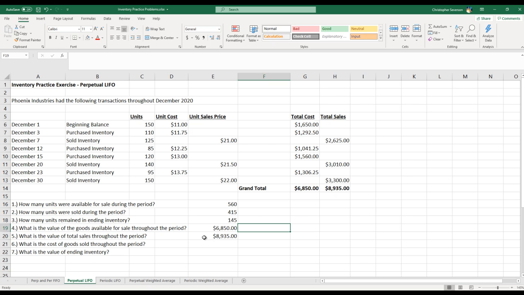So what I want to point out here is very important. Number 4, the value of the goods available for sale was 6850. When we jump to number 6 and number 7 in a bit, we're going to look for the cost of goods sold and the cost of ending inventory. Those two have to equal 6850. This is the cost of goods that's available for sale. Some of those are going to move out to cost of goods sold, and the rest is going to be left in ending inventory. So when we add 6 and 7 up later on, it has to exactly equal 6850.